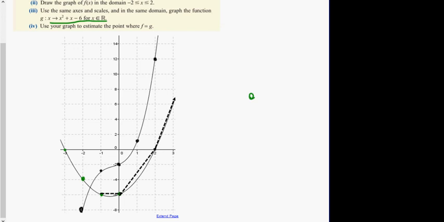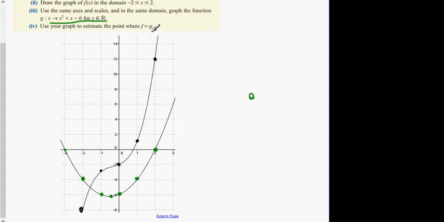I also said when it's symmetrical, as in when you have 2 points the same height as each other, the turning point has to be in between them and just ever so slightly lower. 0.5, yeah. So you put in your 0.5, you find your extra mark there. You get 1, -4. You also get 2, 0. Now, use your graph to estimate the points where f equals g.